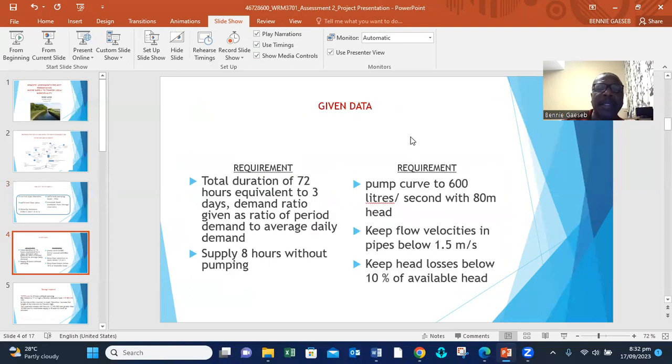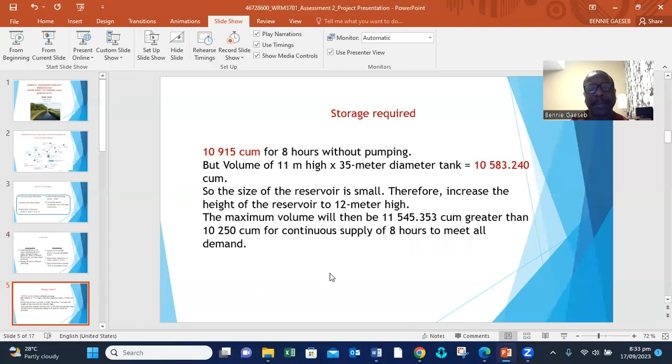Some of the information that's given to us is that the storage tank should be sized such in order to maintain 8 hours of supply without being pumped. And the pump curves should be set at 80 meter head with equivalent supply of 600 liters per second. And as I said earlier, very important to keep the velocities below 1.5 meters per second, and also the head losses in the pipes at 10% or below 10% from the available head.